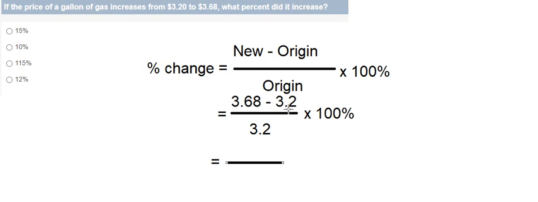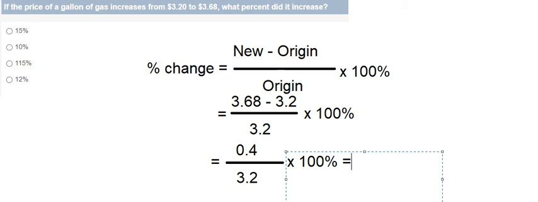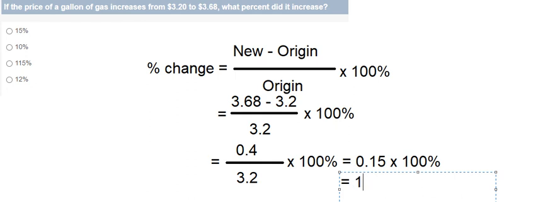$3.68 minus 3.2, you get 0.48. Divide by 3.2, you get 0.15, multiply by 100%. You get 15% in here. And the answer is A.